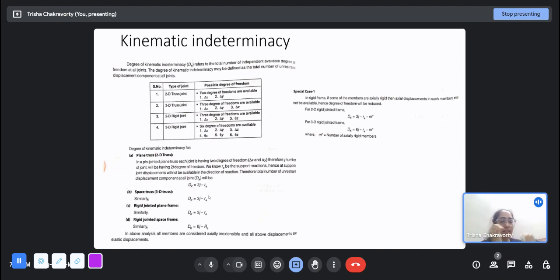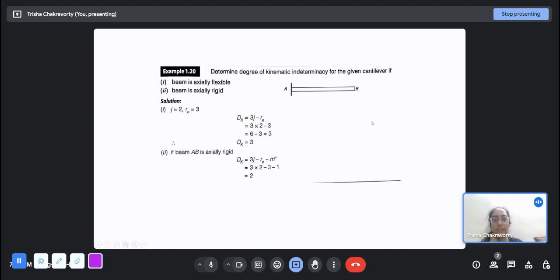But if there is one member that is specified as not able to deform axially, then at that point delta x will be restrained. So if m' is the number of axially rigid members, you have to subtract it, because if there is one axially rigid member, one degree of freedom is subtracted. If there are two axially rigid members, 2 degrees of freedom will be subtracted. So DK will be 3j minus RE minus m', or 6j minus RE minus m'. Let us look at a few examples.